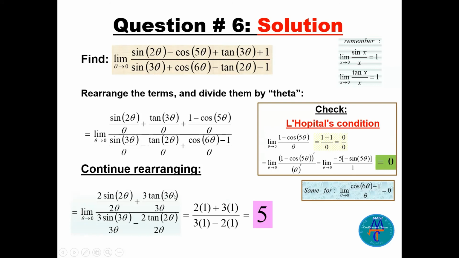Same thing for tan 3 theta. I will multiply up and down by 3. So I leave the coefficient, and then tan of 3 theta over 3 theta will follow the same rule here. Tan of theta over theta, the limit as theta goes to 0 will also be 1. This one here is the same. I can multiply up and down by 3, and here I can multiply up and down by 2. So when I find the limit, it will be 2 times 1 plus 3 times 1 over 3 times 1 minus 2 times 1, and the whole limit is 5.